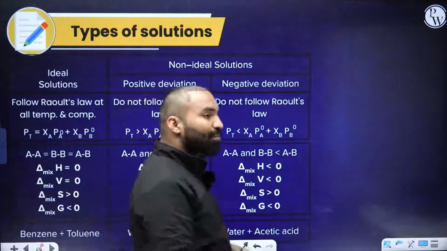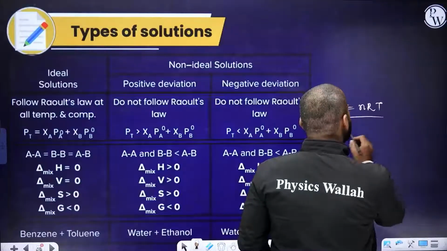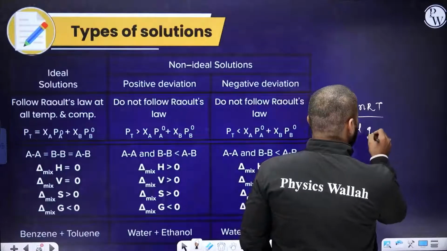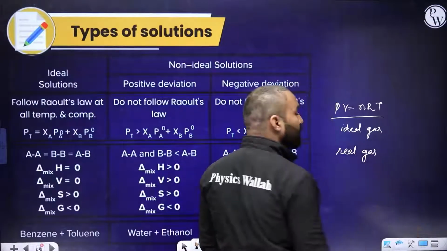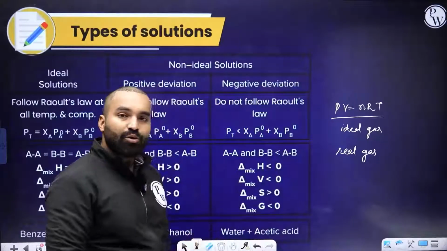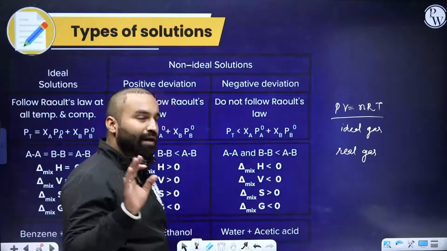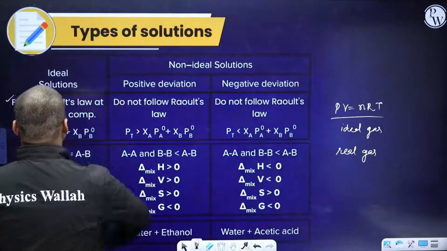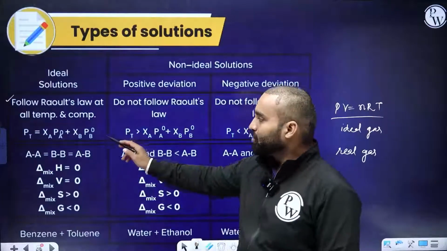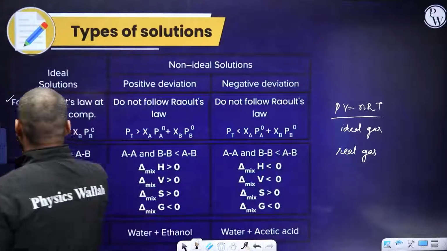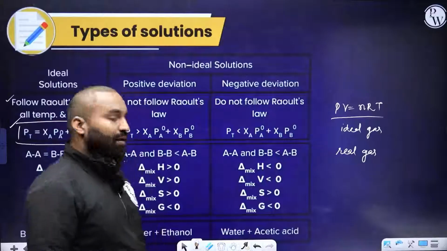Just like we know PV equals nRT, that equation is valid for ideal gases and not valid for real gases. Similarly, this Raoult's law is applicable for ideal solutions and not for non-ideal solutions. So we need to first understand what are ideal and non-ideal solutions. Something that follows Raoult's law at all temperatures and concentration ranges is known as an ideal solution, and that will have its PT exactly equal to the formula that we just derived, no deviations at all.